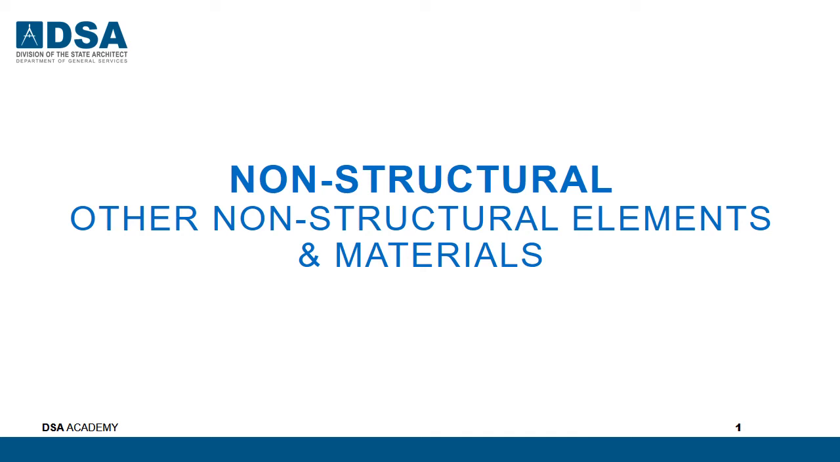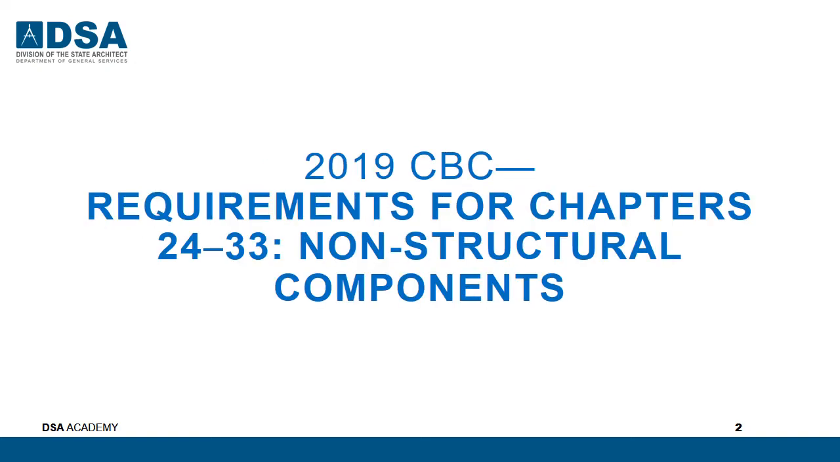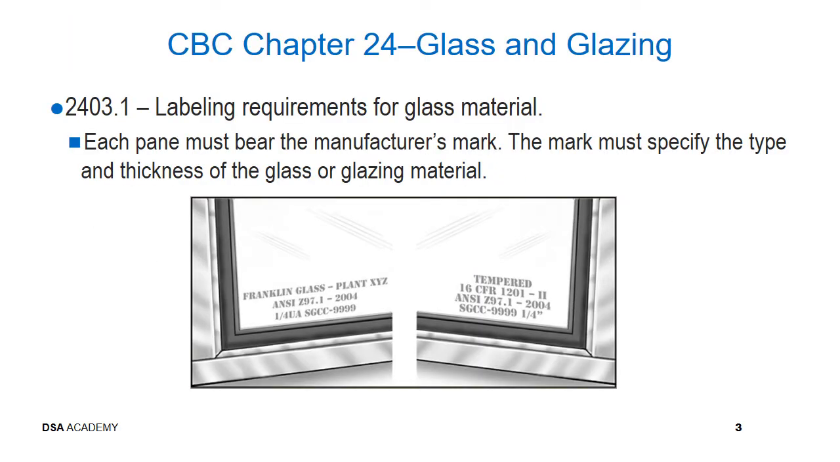In this section, we will take a broad overview of other non-structural elements and materials. 2019 CBC Requirements for Chapters 24 through 33 Non-Structural Components. Chapter 24 covers glass and glazing.